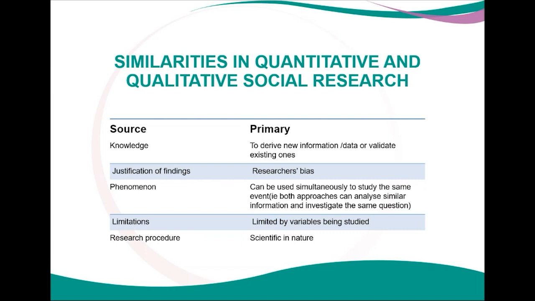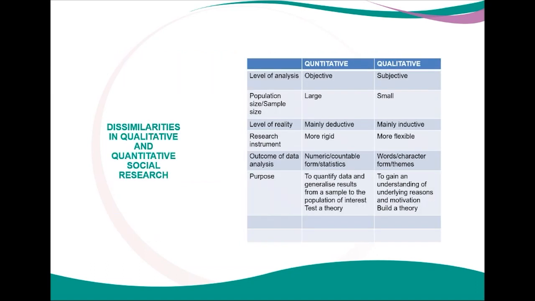And then the research procedure, they are both scientific in nature. So what are the differences between the two, the quantitative and the qualitative? When you look at the level of analysis, quantitative is objective. Like I said, they are saying there's only one reality, or one truth. With qualitative, they're saying there are multiple realities, which means they look from multiple sources. Objective, we're saying this is the one truth.